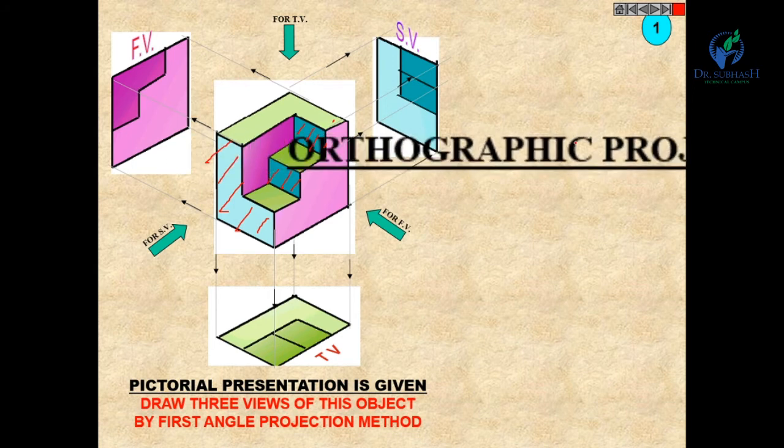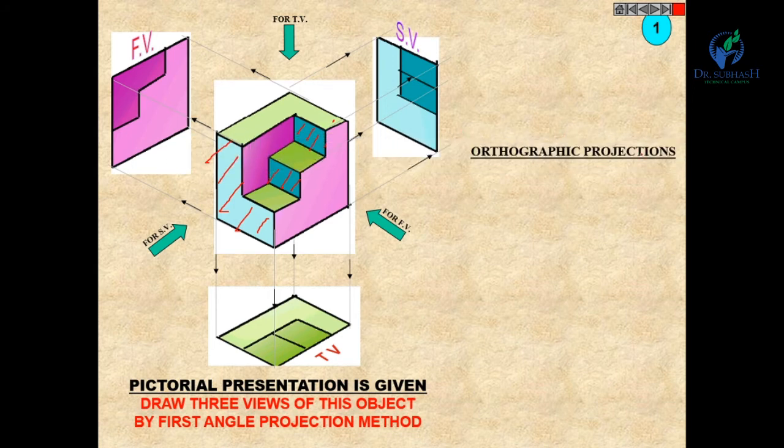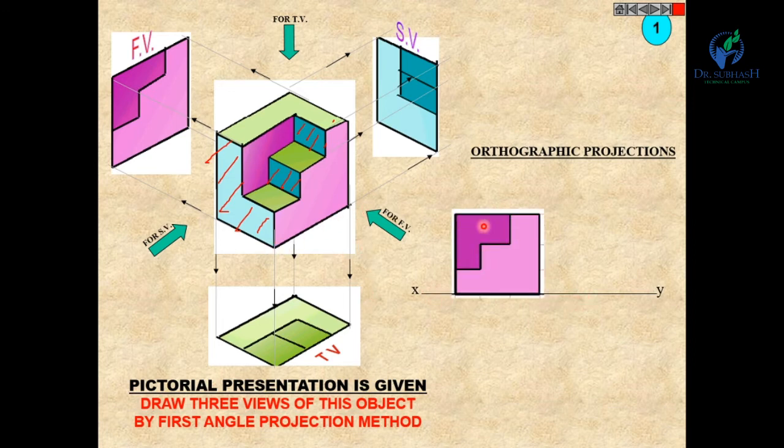Now in orthographic projections, in first angle projection, as we know that we have to first draw the XY line. Okay, first of all we have to draw the XY line, and in first angle projection method the front view is above XY line. So first of all draw the front view. Okay, as per given dimensions, this is our front view.